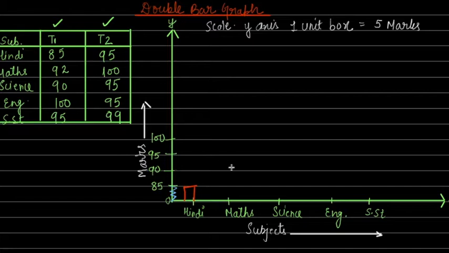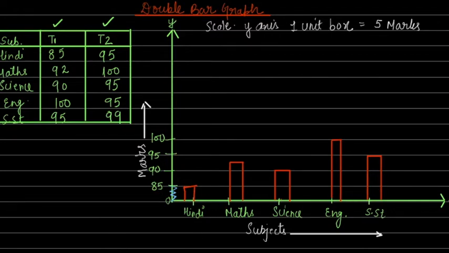Let's plot for term 1, then maths is 92. So 92 will be somewhere here, right? And then you have science as 90. So science 90. Then English as 100, so let's go on 100. And then SST has 95. So these all are rough figures. When you do it on a proper graph paper, the thickness of the width of the bar should be even. There are so many rules. The gap between the bars should be even.